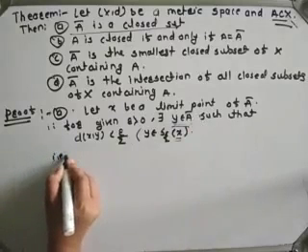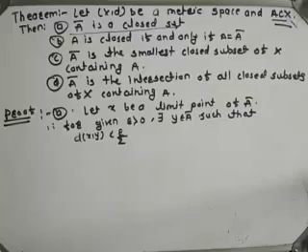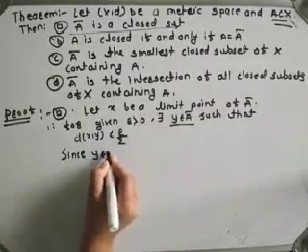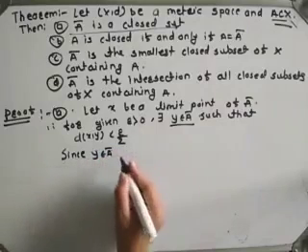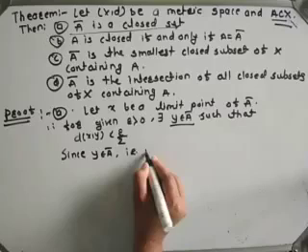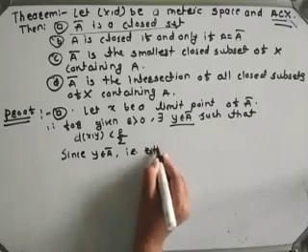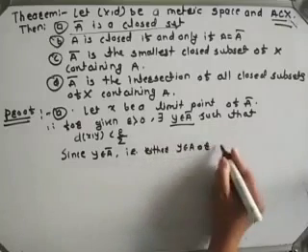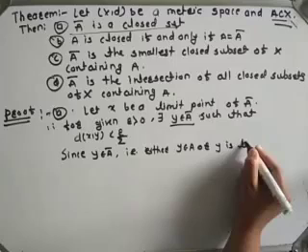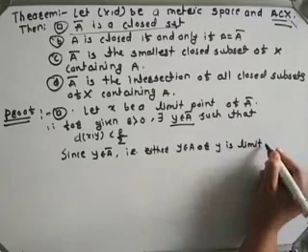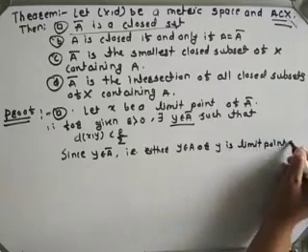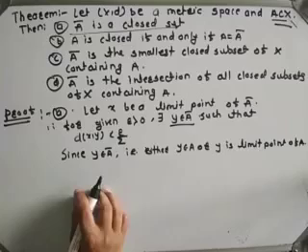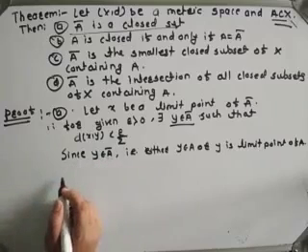Since Y belongs to A closure, that is either Y belongs to A or Y is a limit point of A, by definition of A closure, by definition of closure of a set.